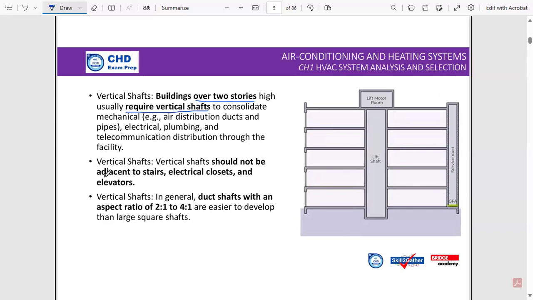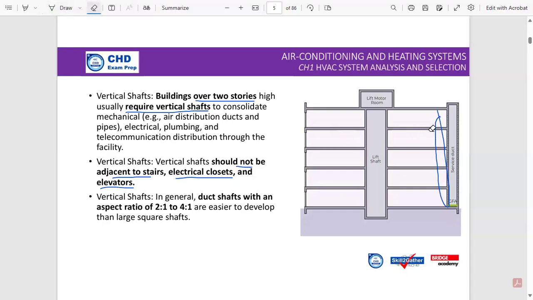The vertical shaft should not be adjacent to stairs. So it should be separated from stairs. Stairs should not be close to the vertical shaft. It should be in a separate place. The electrical closet should not be closer to this vertical shaft, and elevators should not be closer to the vertical shaft.